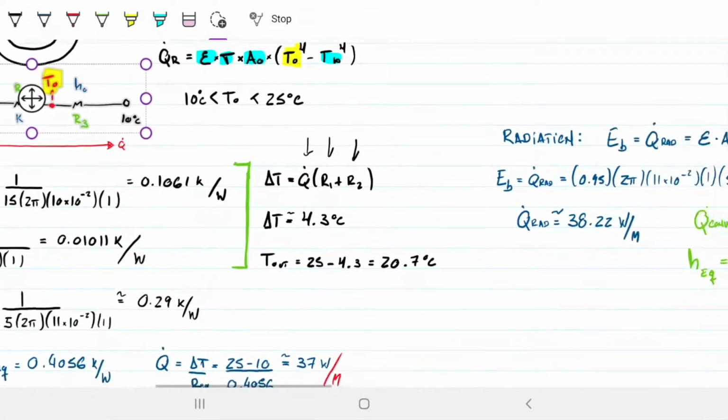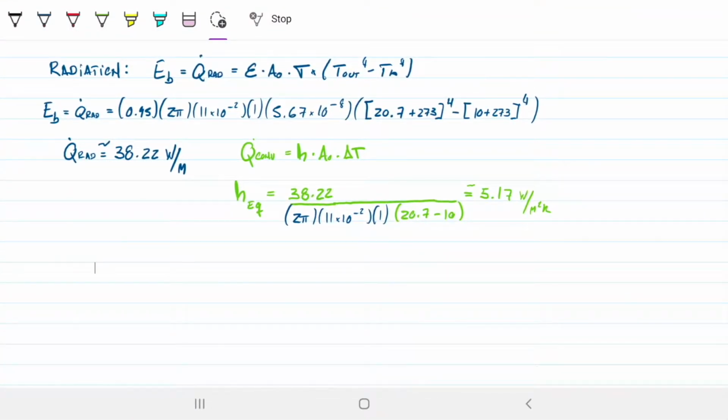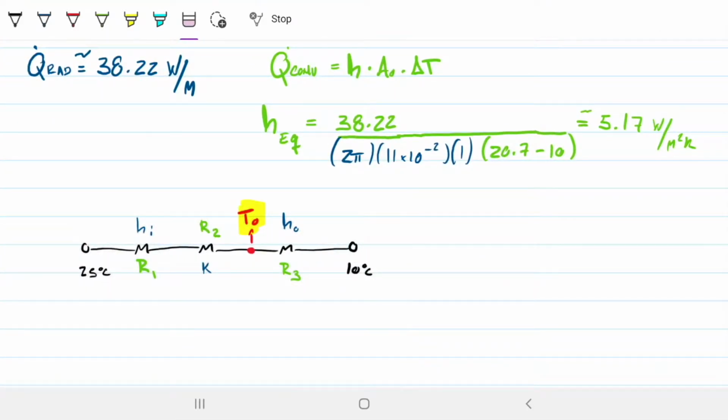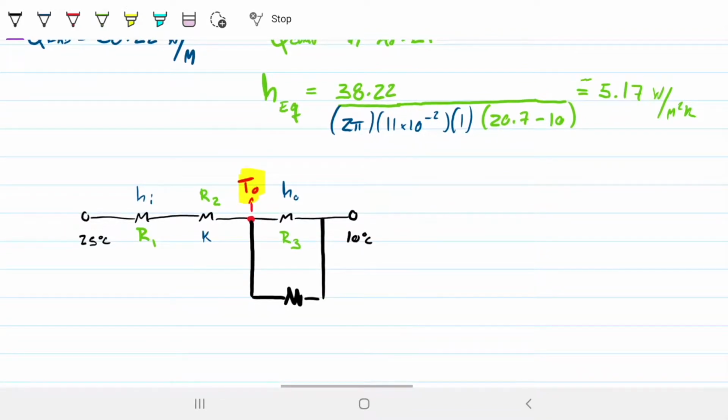And I can do the equivalent circuit that I mentioned in the beginning, right? So what would this look like? This would look like so. There are all these resistances, but there's an additional resistance that leaves here, and it competes with the convective heat transfer, and goes like so. And this would be our H equivalent right here.